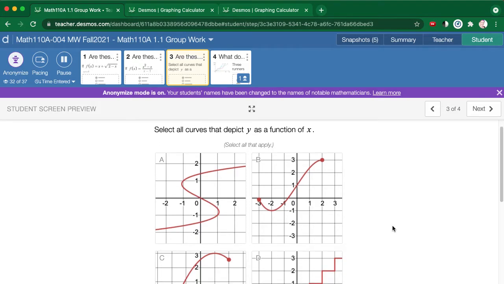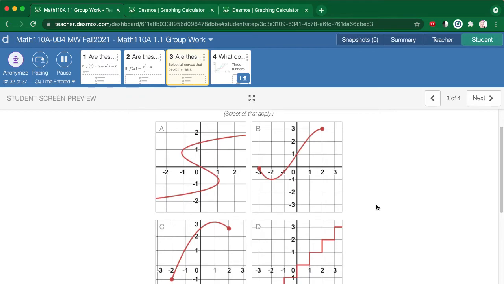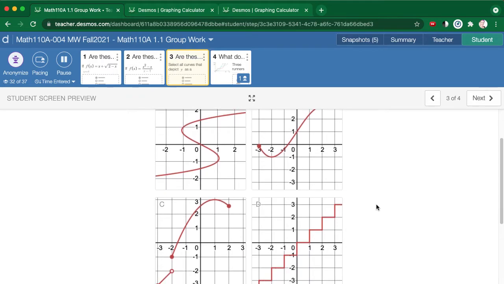So let's look at the student view. Select all of the curves that depict y as a function of x. Looking at y being a function of x should mean that x is the input and y is the output. So at each input value, there should only be one output value. This is the idea of a function.